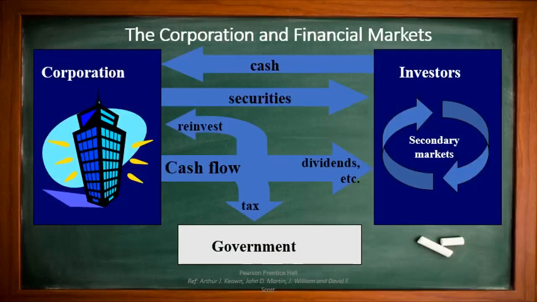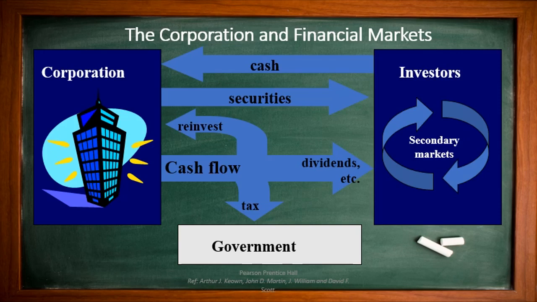So let's go with this figure. You can get more understanding with the arrows mentioned over here, showing the relationship between the corporations and the financial market. See the big building, it represents the corporations, and on the other side, the blue chart shows the investors. Between the investors, one circle of arrows is known as the secondary market. I will explain what the secondary market is later on.